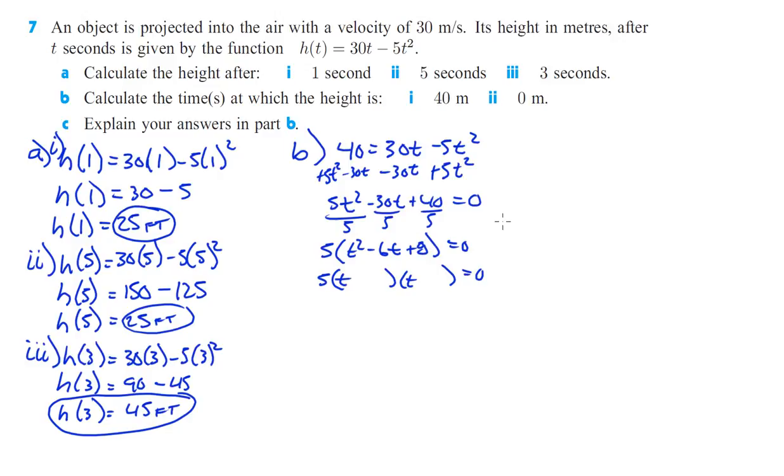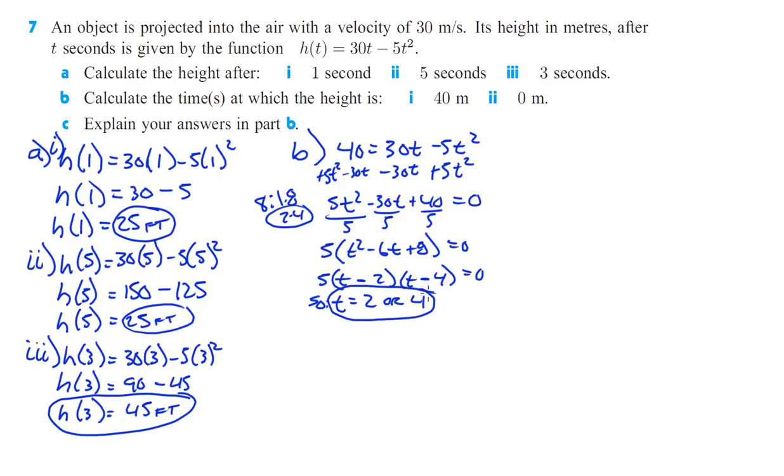So let's do that over here. 8: 1 times 8, 2 times 4. So which ones of those add up to 6? 2 and 4 do. So we got 2 and we got 4. And then in order for these two numbers to add up to -6, they have to both be negative. So t has to equal 2 or 4.